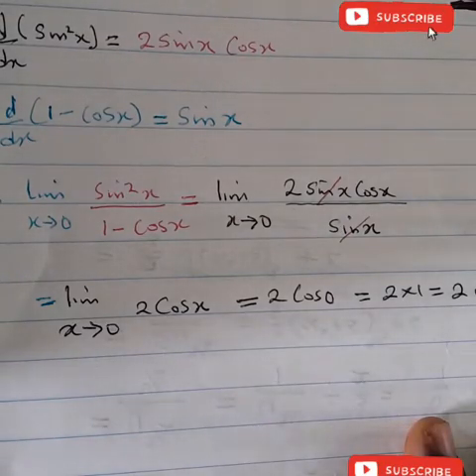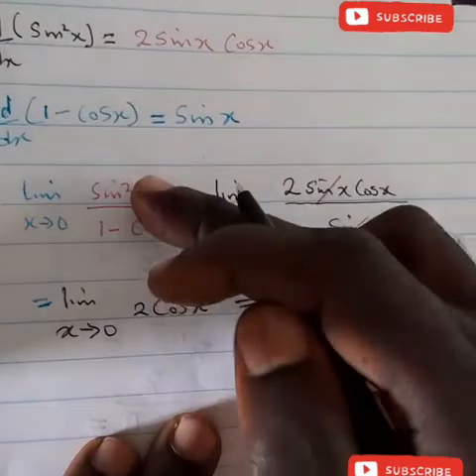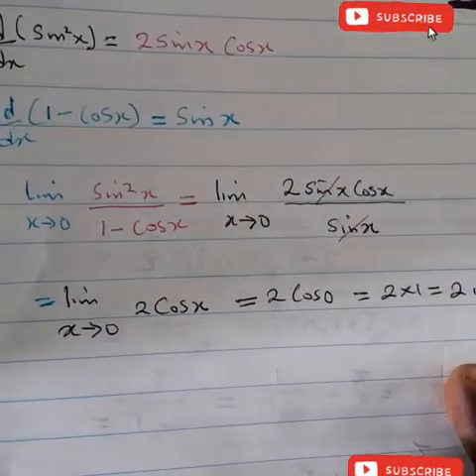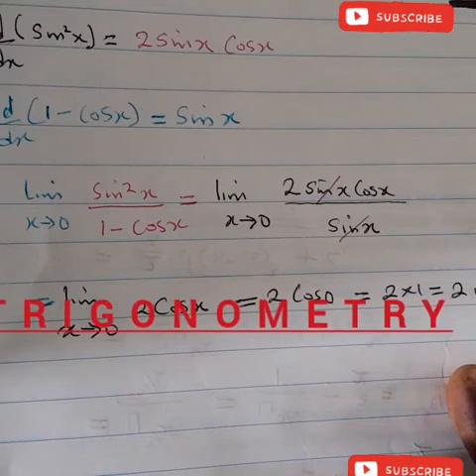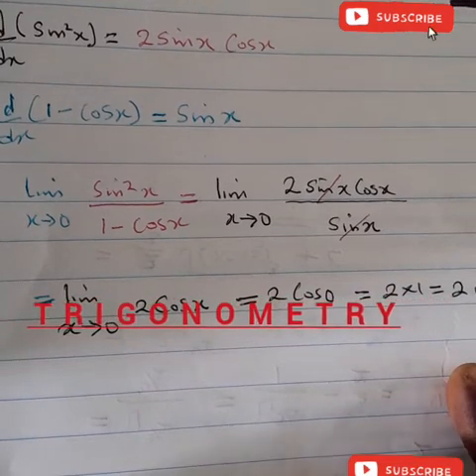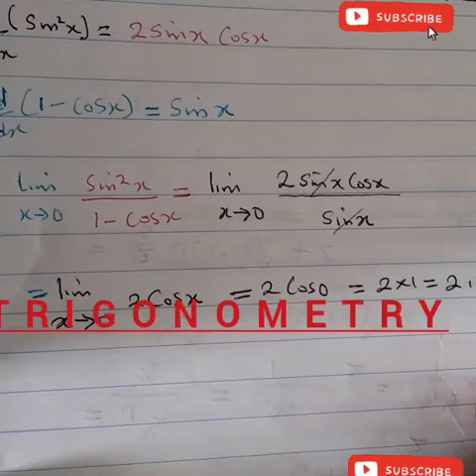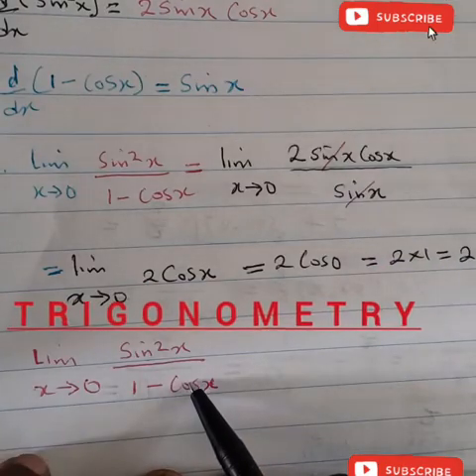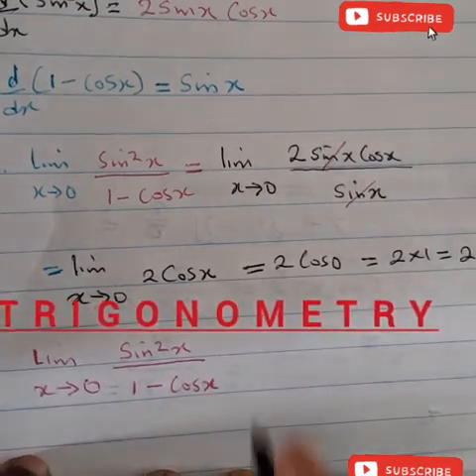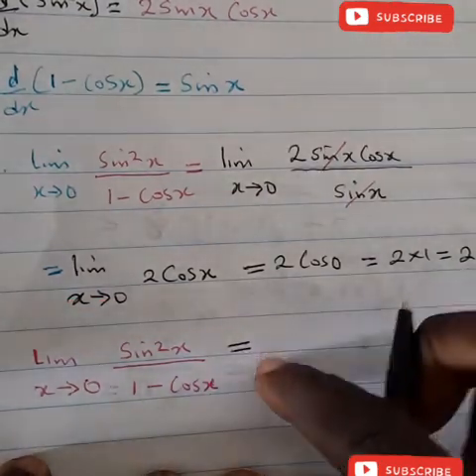So that is the L'Hopital rule method for solving this. You differentiate the denominator separately and differentiate the numerator separately. Now the next method, I'm going to use trigonometry to try it out. So let me write down the limit again. This is our limit once again.